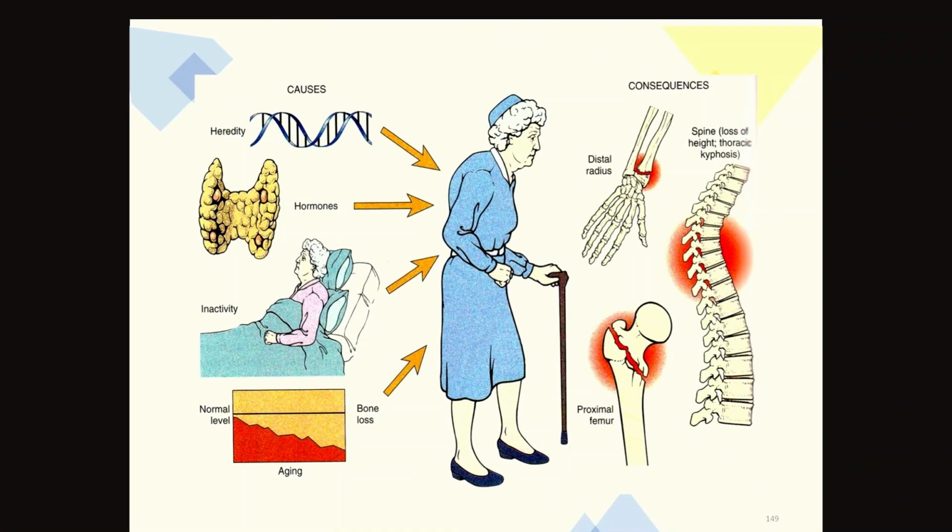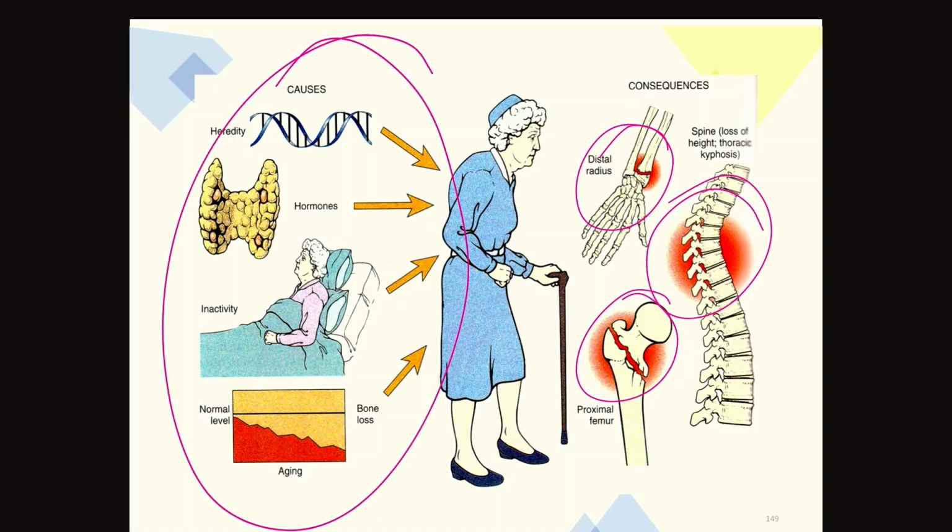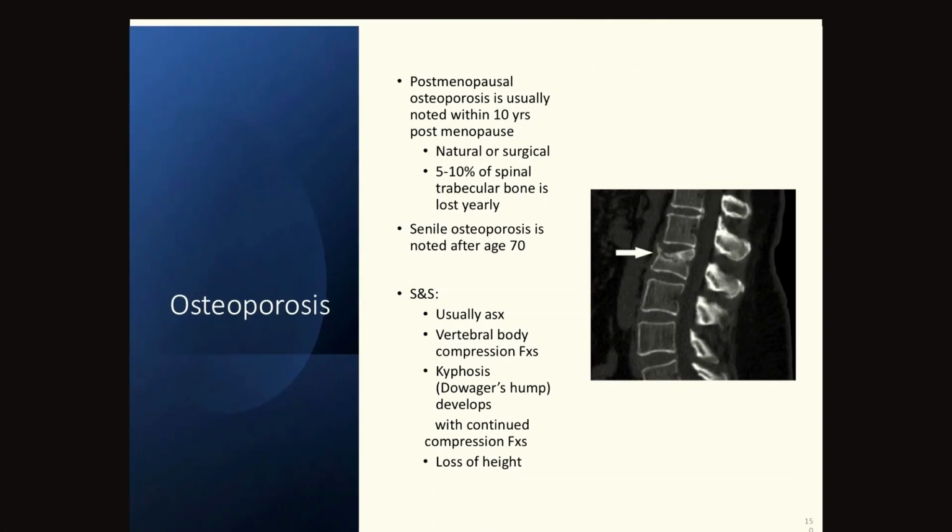So again, here's your cheat sheet for review for osteoporosis: the fractures in the hip, the wrist, the vertebral fractures, and the causes for osteoporosis. Postmenopausal osteoporosis is usually 10 years postmenopausal. So yeah, she's 50, but she hasn't gone through menopause. Even then, it takes about 10 years before you get significant bone loss that will show up on the scan. Again, senile is after 70.